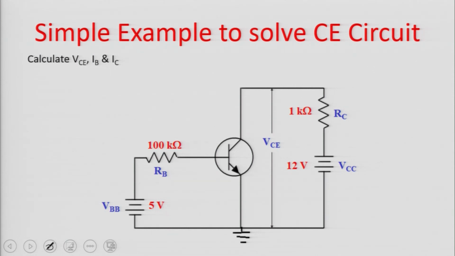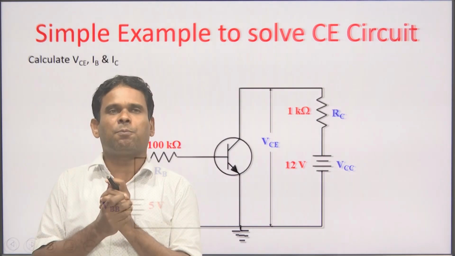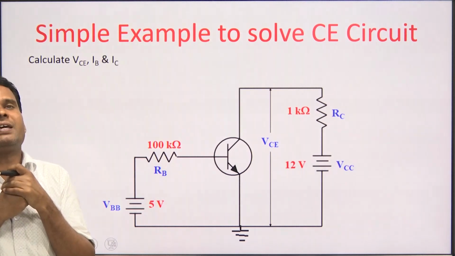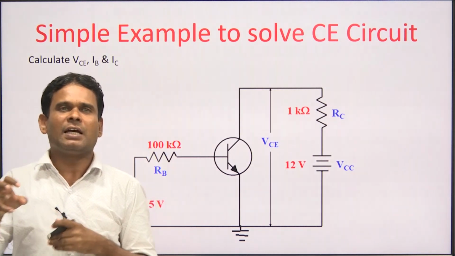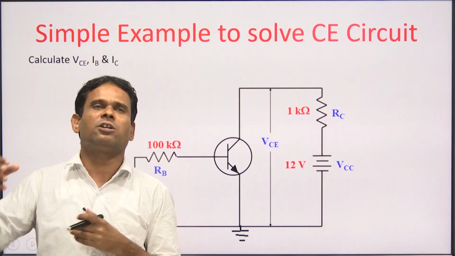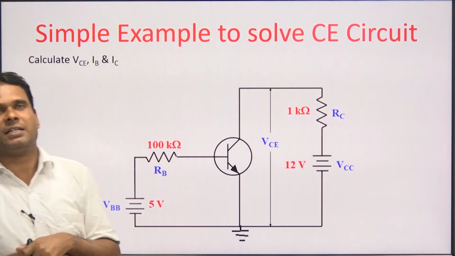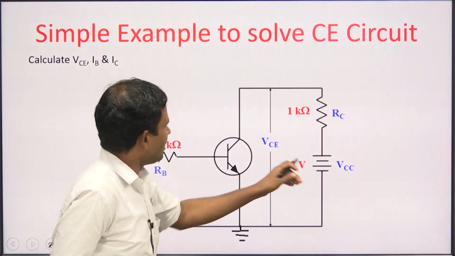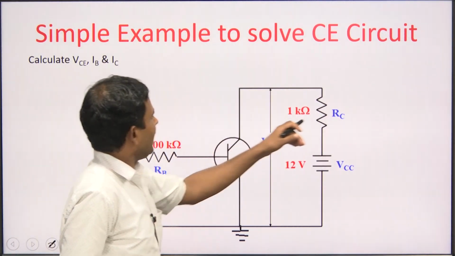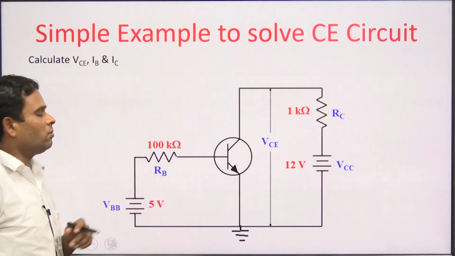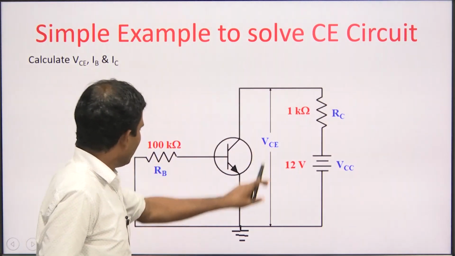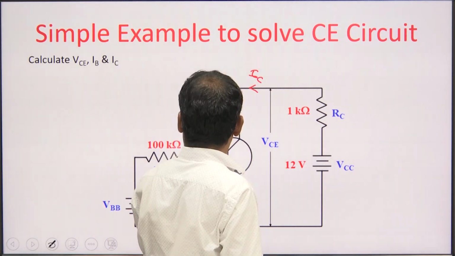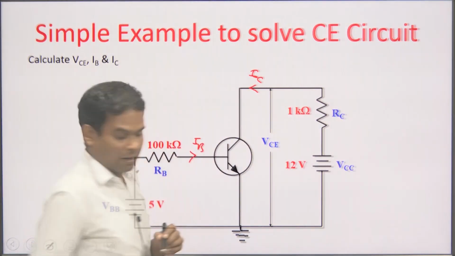Now, I am going to explain a simple example of common emitter configuration, how we can apply KCL, how we can apply KVL, how we will calculate the terminal voltages, and this type of discussion will also continue when we discuss bias stabilization, but it is just a simple example. I have taken VCC equal to 12 volt and VBB equal to 5 volt and RC equal to 1 kilo ohm and RB equal to 100 kilo ohm. Then we need to calculate the value of VCE, IC and IB.